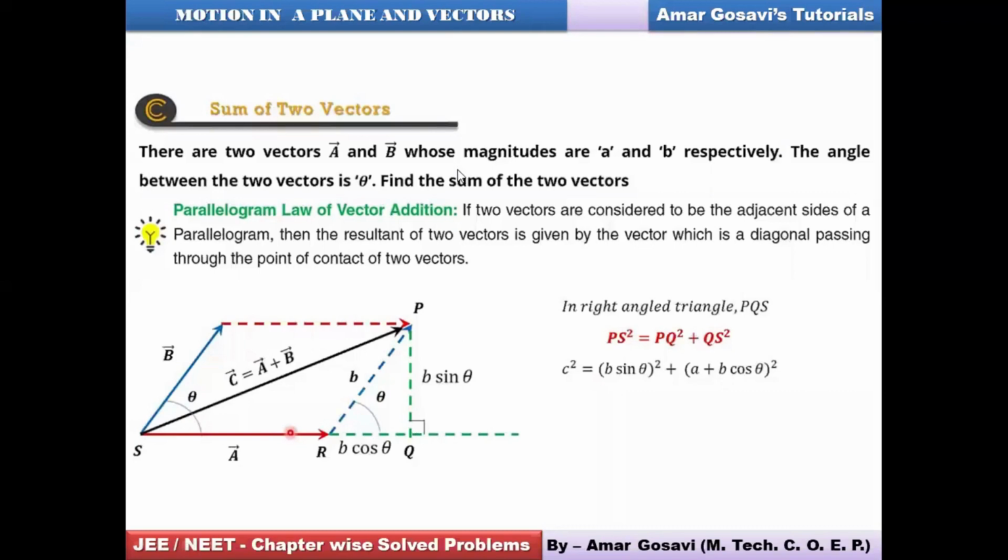Now, in a right angle triangle, if we talk about Pythagoras theorem, it comes out to be PS square equal to PQ square plus QS square. Now this PS, if you observe, what is PS? PS is the resultant. It's a diagonal. It's denoted by the notation C. Yesterday it was denoted by the notation R. So here it is denoted by the notation C.